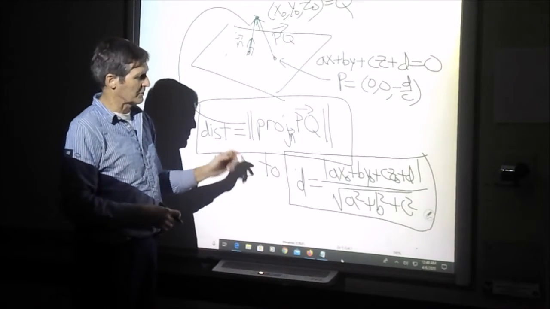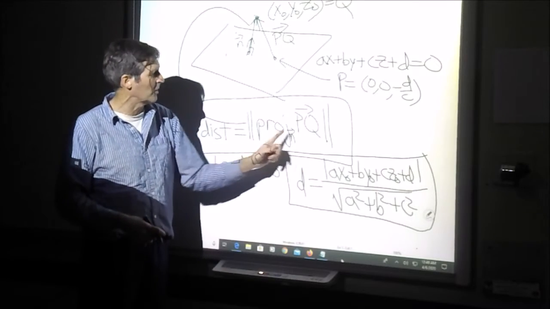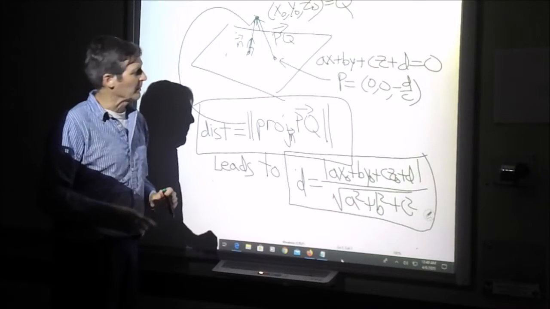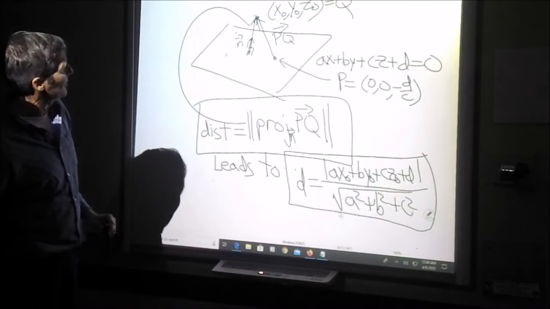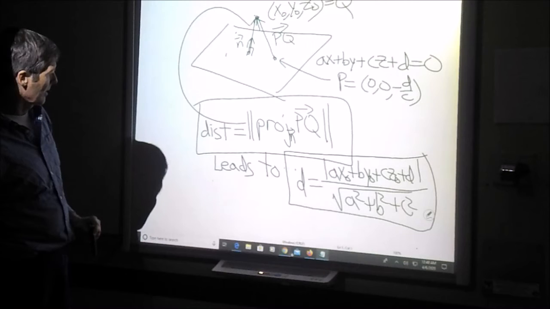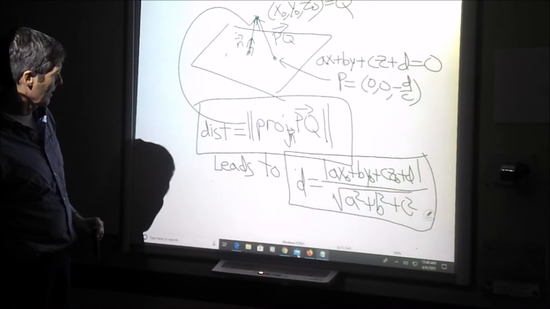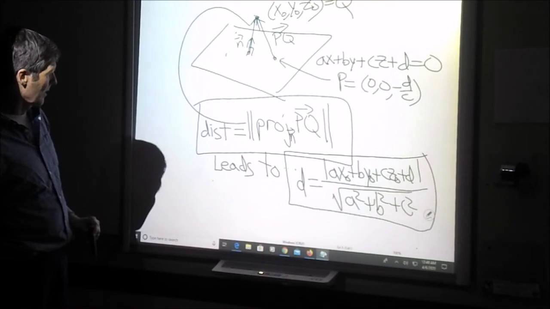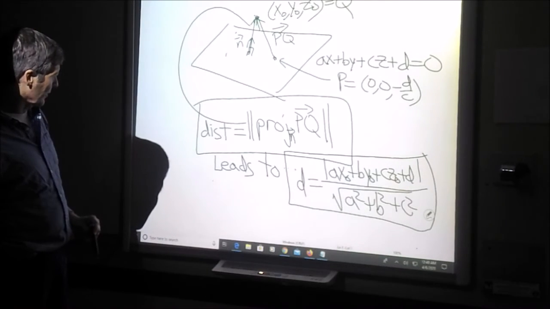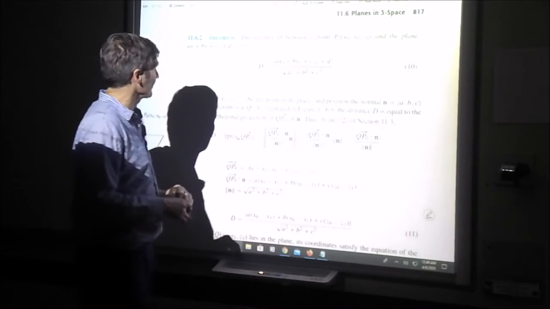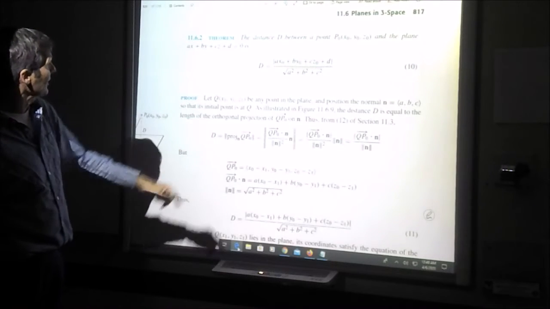Well, if you work this out, what you'll find out is it's this formula. So you memorize the formula, or you say, oh, it's the length of the projection of PQ onto N. That's pretty easy also. So I just wanted to point that out. That some of these formulas, it's easier just to remember something else. So there's the derivation there.